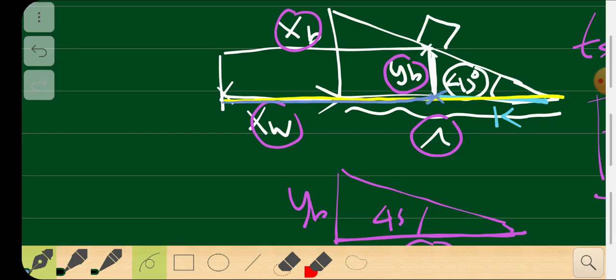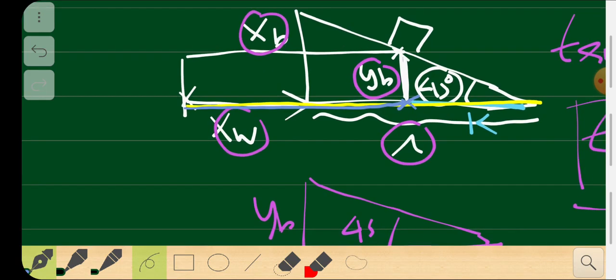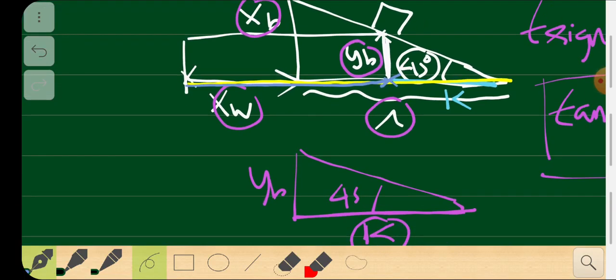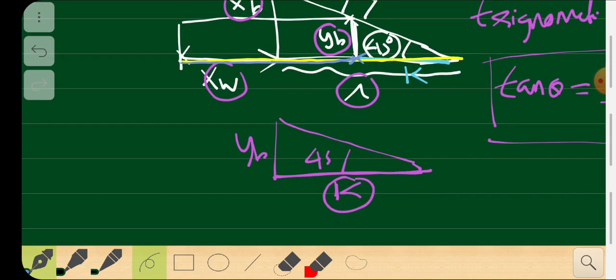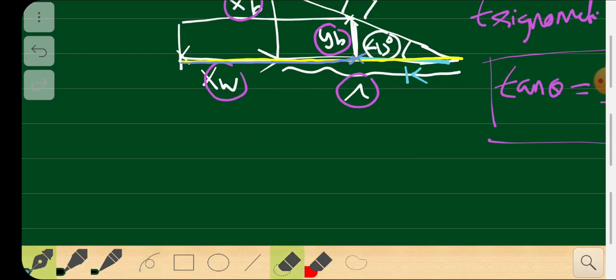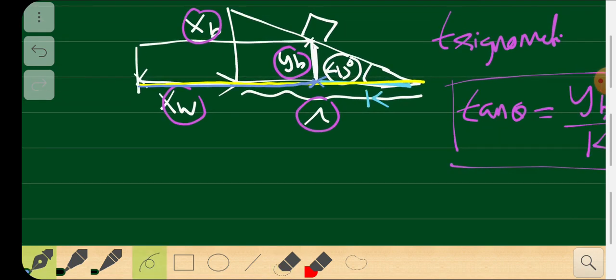Okay, so k will be the total yellow line minus the hard blue line. So that will be k. What is the yellow line? The total distance. The total distance can be written down as xw plus l. So xw plus l will be the total distance.